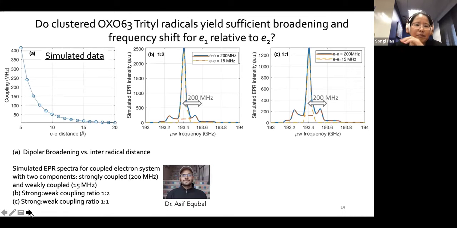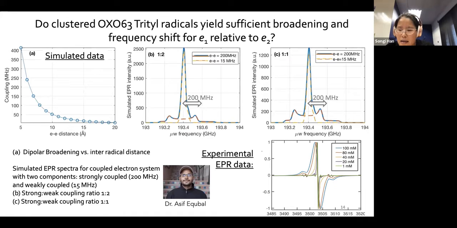frequency? Well, simulated data by Asif Equbal show indeed, if you have an EE distance of the order of 6 angstrom, for example, which can be easily seen if you have strongly clustered spins, you have 300 megahertz. And by having different ratios of the strongly coupled 200 megahertz, weakly coupled 15 megahertz, you in fact can have broadening of that order of magnitude and can play with the proportions.